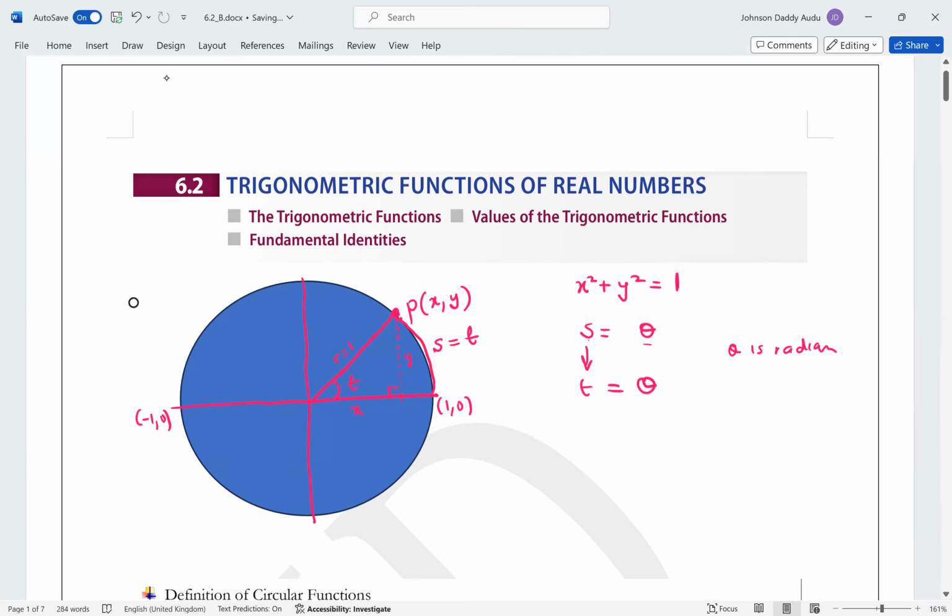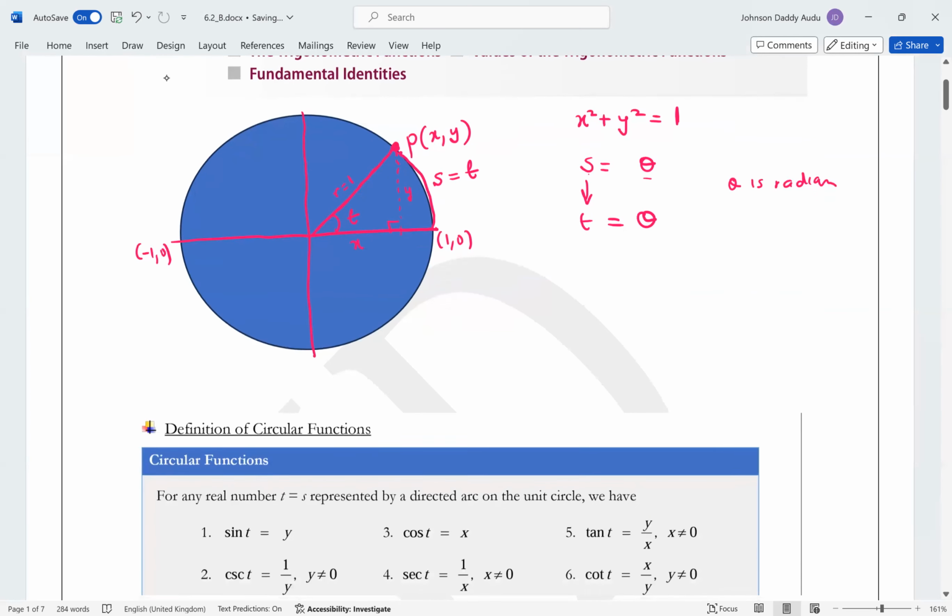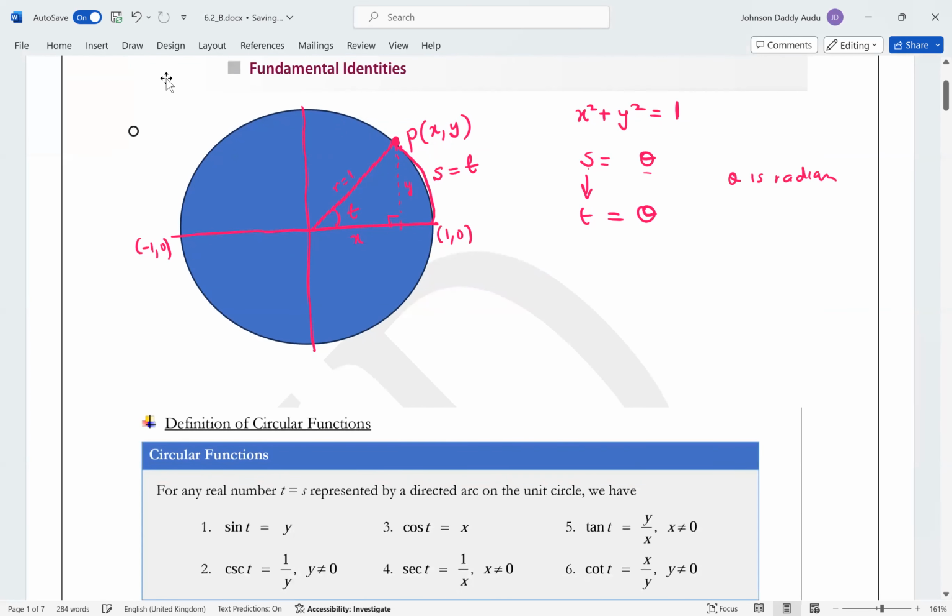And you can see that we can still have all our trigonometric functions. If you use this t now, sine t is going to be y over r, but r is equal to 1. So sine t is equal to y. Also, cosine t is x over r, but it's going to be x over 1.